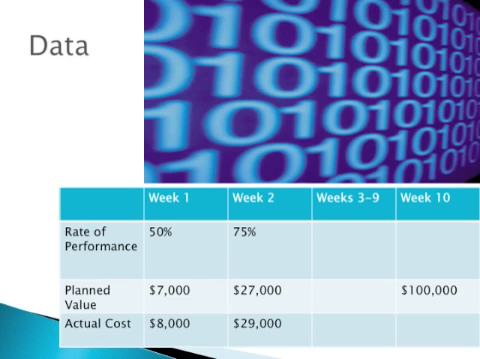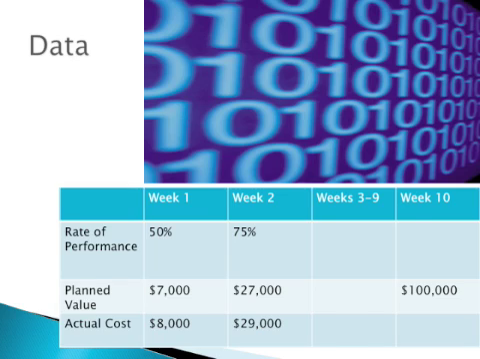In week 2, the rate of performance was 75%. The planned value was $27,000, and the actual cost was $29,000. The original time estimate given to us is $100,000, which ends in week 10.